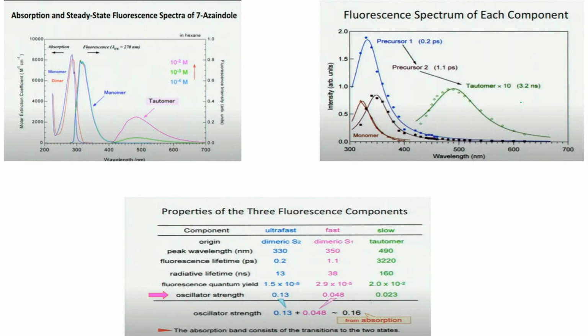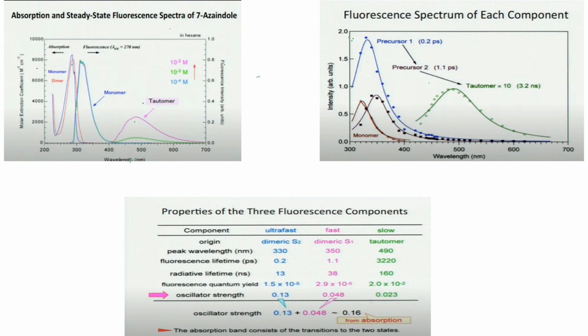For this, I have given a figure that contains absorption and steady state fluorescence spectra of 7-azaindole, and how they have observed the fluorescence spectra of each component by keeping the time scale quite short, and what the three components are that they have discussed. Through this we'll come up with the answer. First, this side you will see is the molar extinction coefficient, mole inverse centimeter inverse. This side is fluorescence intensity, and on the x-axis is the wavelength in nanometer.